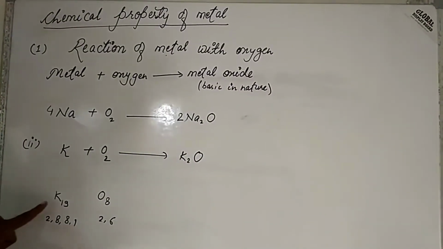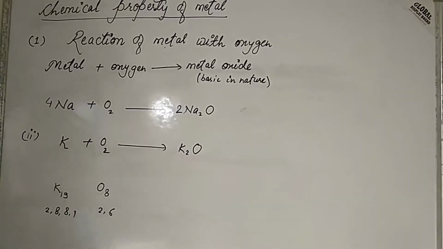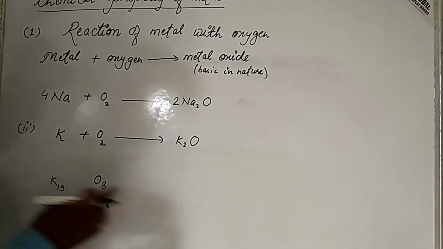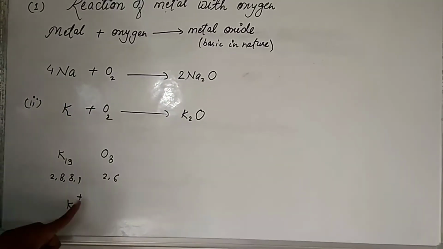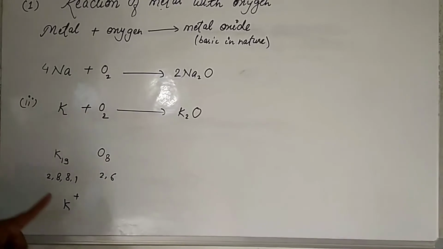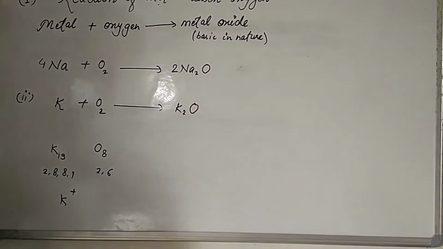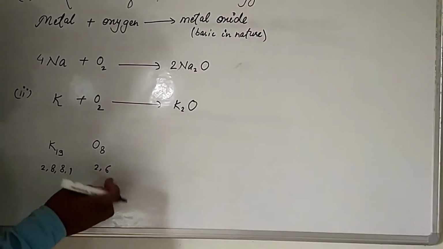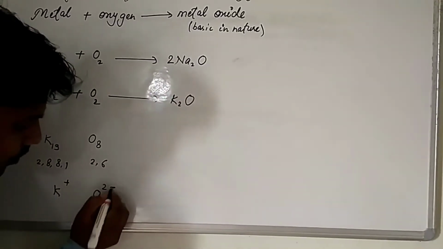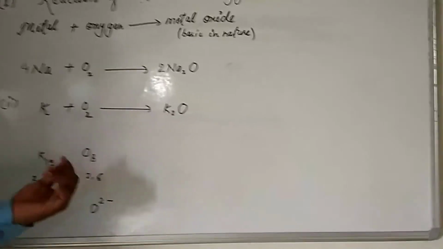So potassium tries to attain stability by losing one electron. When potassium loses one electron, it forms K+. One electron, 1 plus. If it loses two electrons, there will be 2 plus. Clear, children? Now oxygen. When oxygen gains electrons to attain stability, it forms 2 minus. When it gains 1 electron, it forms 1 minus. When it gains 2 electrons, it forms 2 minus.